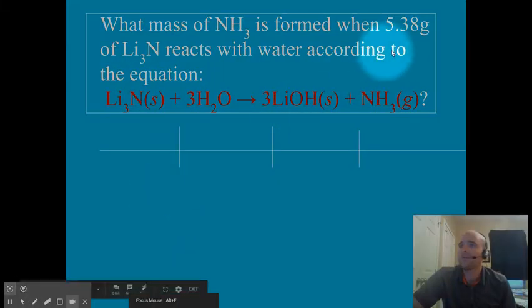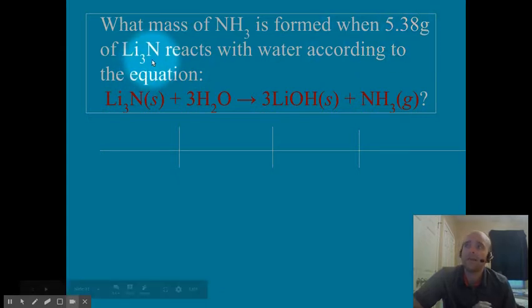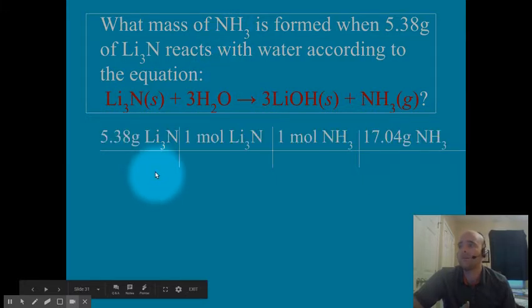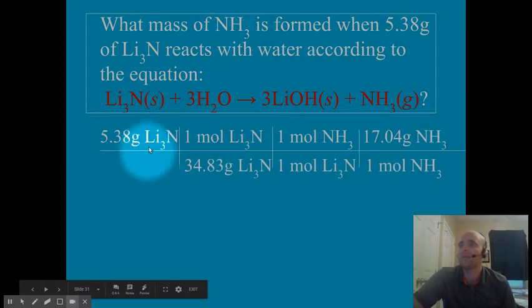What it's giving us is 5.38 grams of lithium nitride, and it's asking for the mass of ammonia. So I'll start with my known information in the top left corner, and I'll have to convert lithium nitride to moles of lithium nitride, my mass to moles, and then I'll have to convert moles of lithium nitride to moles of ammonia. This comes from the chemical equation.